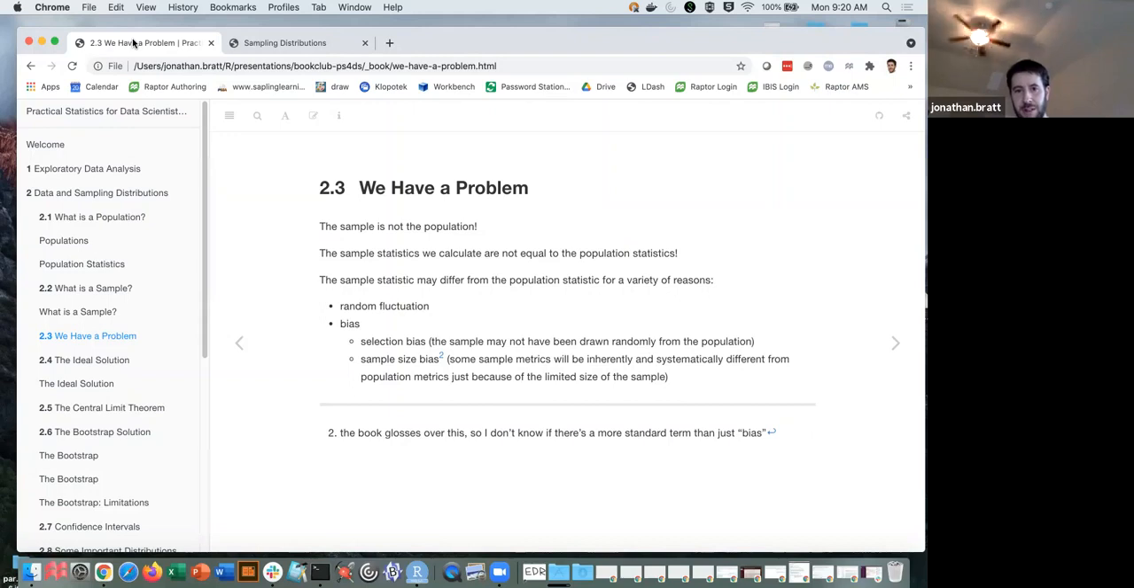There's selection bias, which is due to my sample not being random enough. There's some systematic difference between my sample distribution and the population distribution. And the book talks about different ways that selection bias could happen. Regression to the mean is a phenomenon that happens because there's a selection bias in what you're sampling.